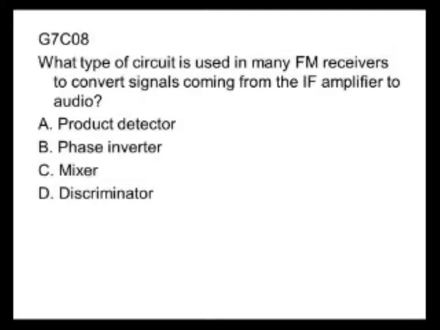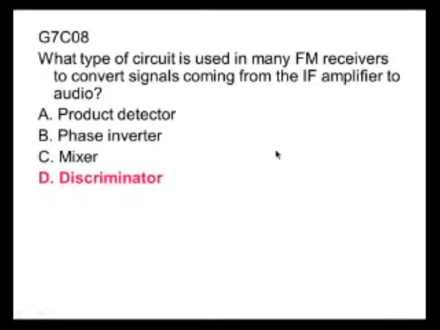What type of circuit is used in many FM receivers to convert signals coming from the IF amplifier to audio? The demodulator, which is what we're talking about here, the demodulator in an FM receiver is called a discriminator.